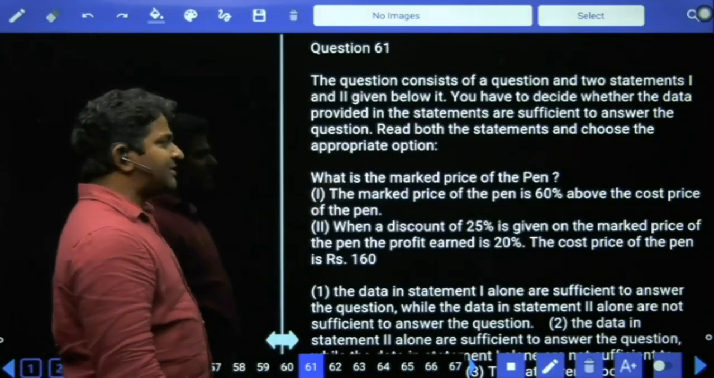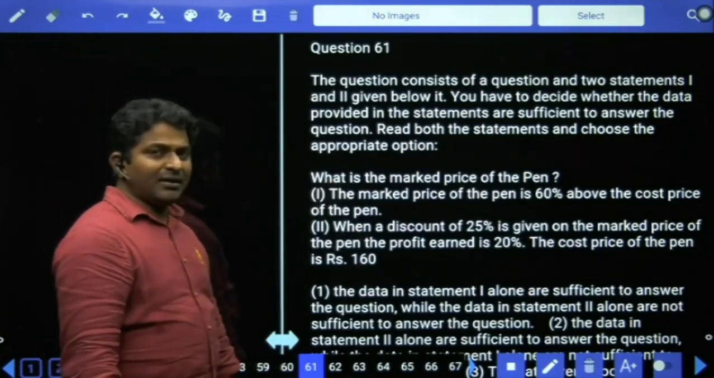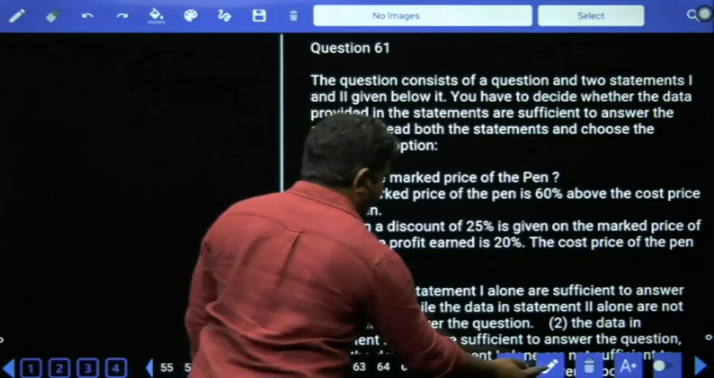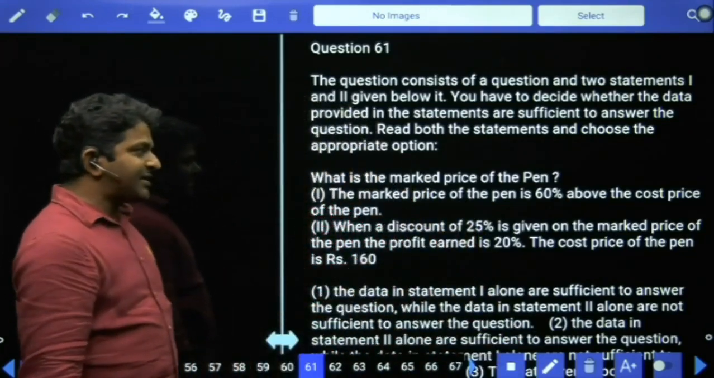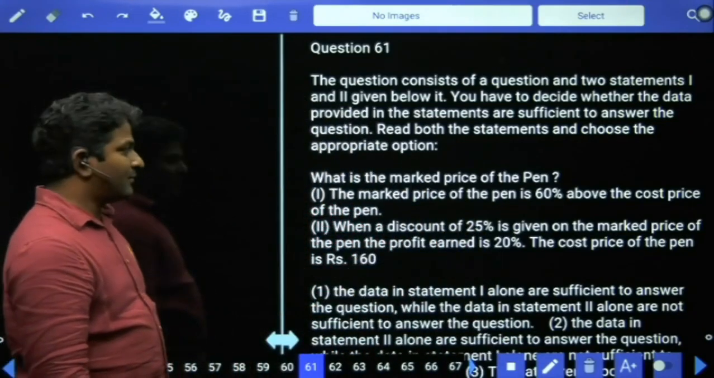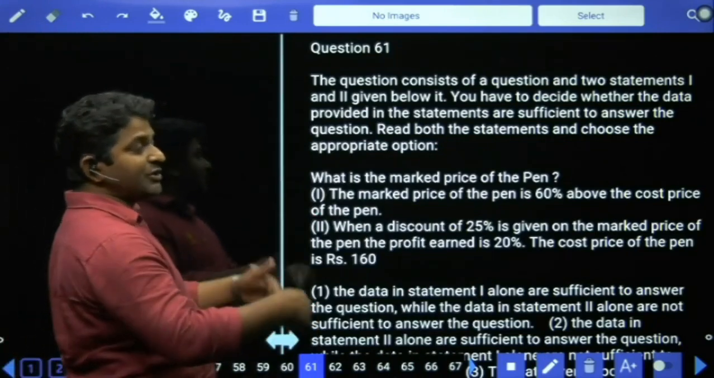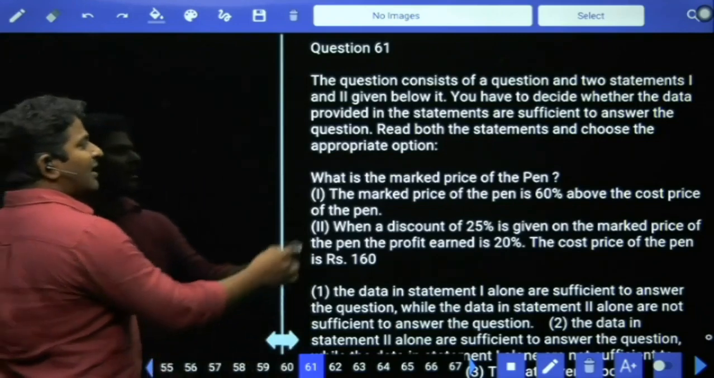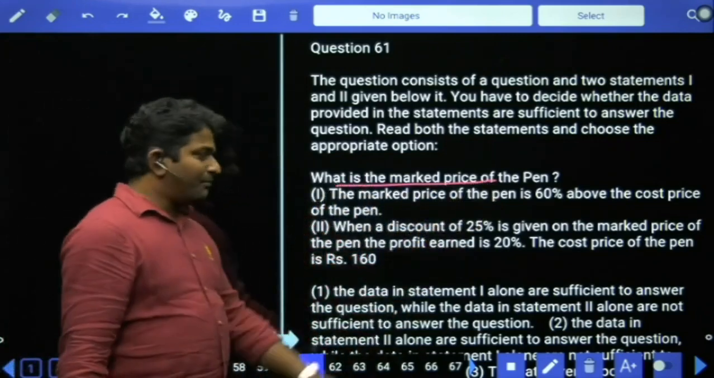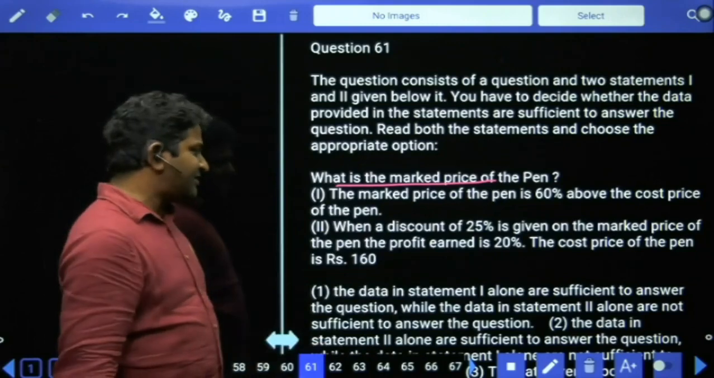What is the market price of the pen? These are data sufficiency questions. The market price of the pen is 60% above the cost price. We were asked to calculate the price here, but here only a comparison in terms of percentage is given, so the answer cannot be found.